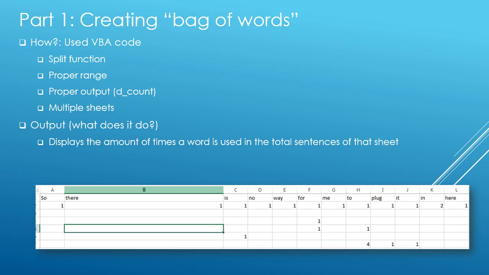For Part 1, creating a bag of words, how we did it, we used the VBA code, utilizing the split function, the proper range, and the proper output using the D count. Also, we did this for multiple sheets, so below you can see what the output does. It displays the amount of times a word is used in the total sentences of that sheet. So the spreadsheet shows what it would look like if the bag of words is successfully run. And this is just a screenshot of a specific portion, and it obviously runs throughout the entire code.